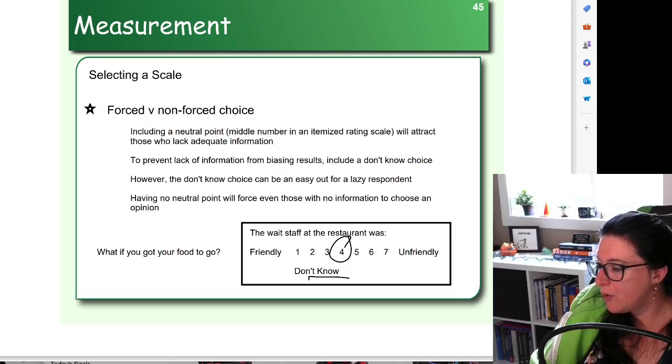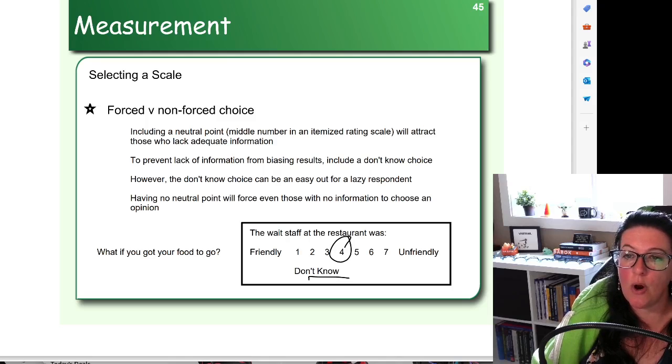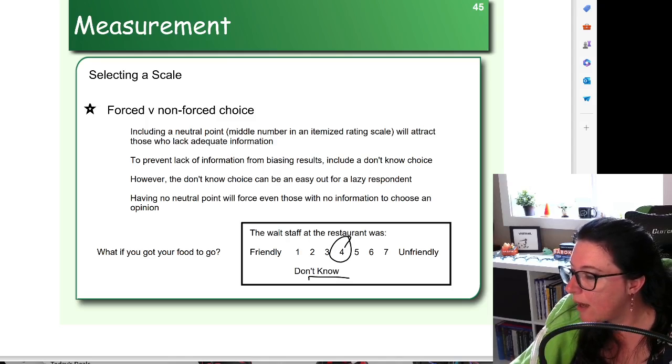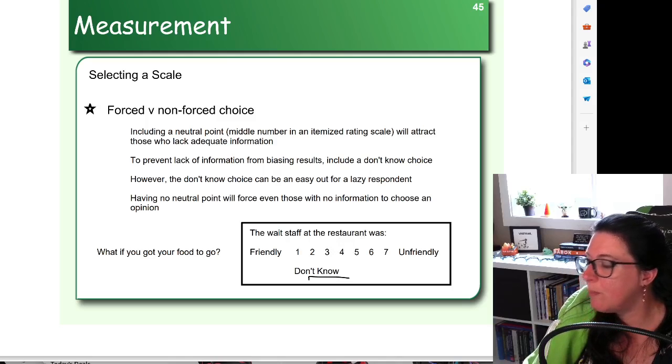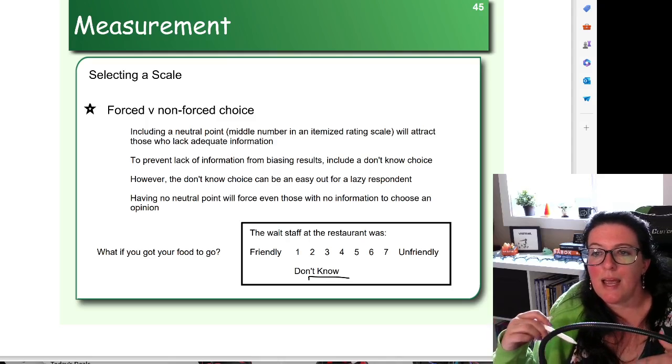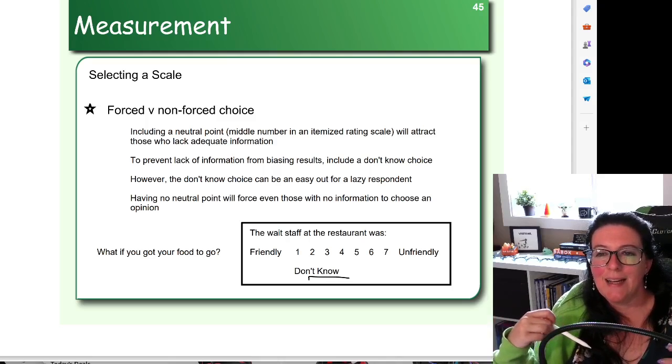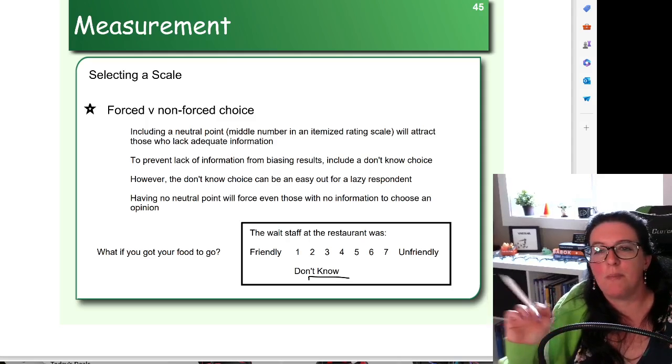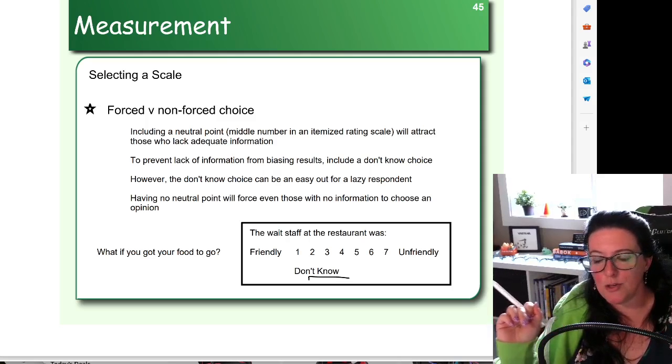So I could be neutral, or you could give me the chance to say, I don't know, in which case I am essentially removed from answering the question. And so it's not like I'm saying that they're not good or not bad. I'm just simply saying I'm not informed enough to make a decision or to provide you information.